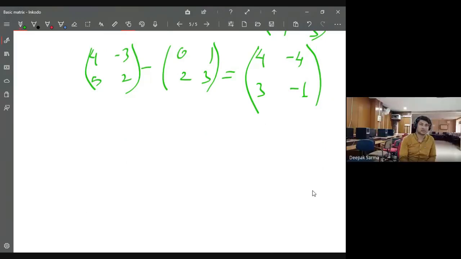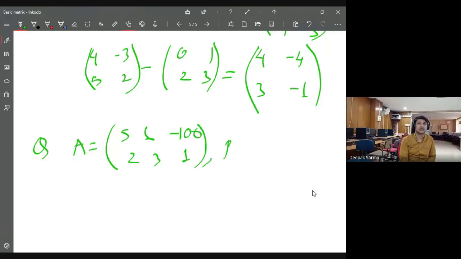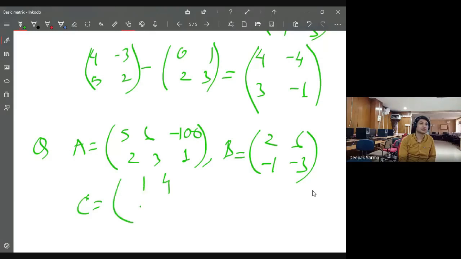Now suppose I have a matrix A, 5, 6, minus 100, 2, 3, 1. Then suppose D is equal to 2, 6, minus 1, minus 3. So I'm writing a random number. Sorry, I should have C here. Suppose C is 1, 4, 5, 6, 2, 1. Suppose B is equal to, let me write something, 1, 4, 9, anything.